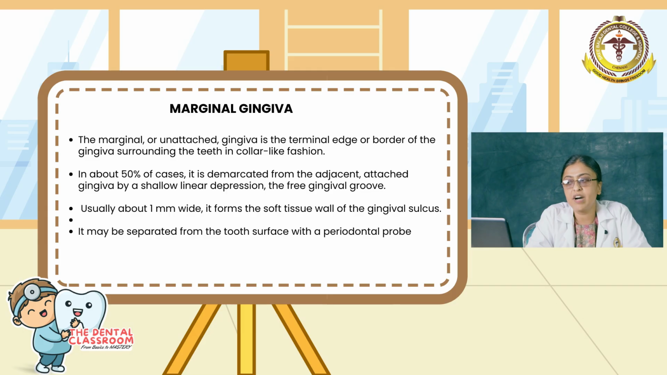So, what is marginal gingiva? The marginal gingiva or unattached gingiva is the terminal border of the gingiva surrounding the teeth in a collar-like fashion. In about 50% of cases, it is demarcated from the adjacent attached gingiva by a shallow linear depression, the free gingival groove. Usually about 1 mm wide, it forms the soft tissue wall of the gingival sulcus. It may be separated from the tooth surface with a periodontal probe.